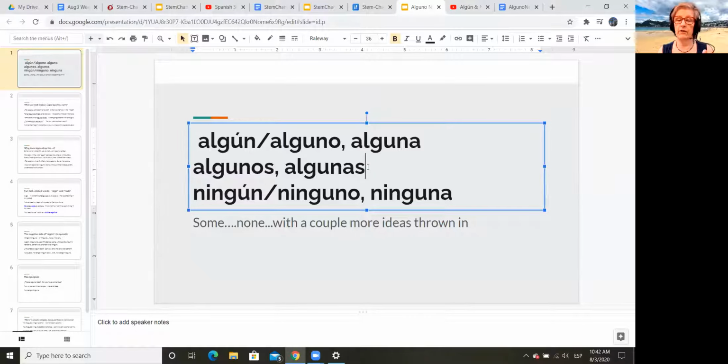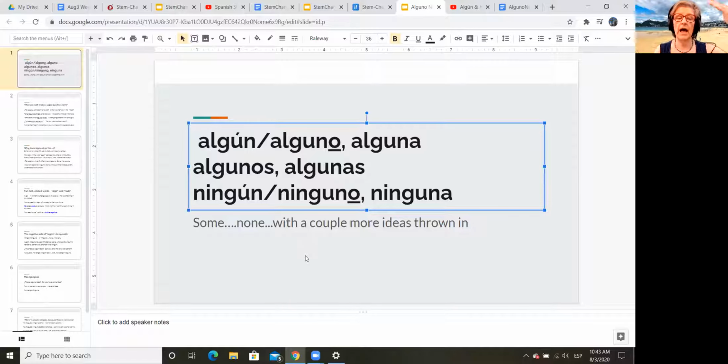Is ningún or ninguno or ninguna. Okay. Always know that algún is just a shortening. That's all it is. It is a shortening of that word alguno. Algún is used when it is used in front of a masculine singular noun. If the word stands by itself, that is without the noun, then it goes to that long form of alguna. So that's why we've got an algún slash alguno. Algún is just a shortened form of alguno, and ningún is just a shortened form of the word ninguno. Again, ningún is used when it's in front of a noun that is masculine and singular.